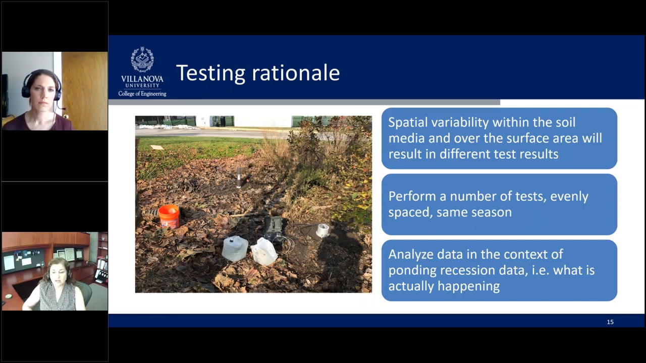We're trying to do a number of tests that are possible, but you see in this photo here that there are some constraints involved, right? Obviously, you cannot do a test where there is a bush or a big plant, right? So you try to evenly space them, understanding that you're constrained by the rain garden that you're analyzing. And then we took a look at that data and compared it to that ponded recession rate that Kristin described earlier.